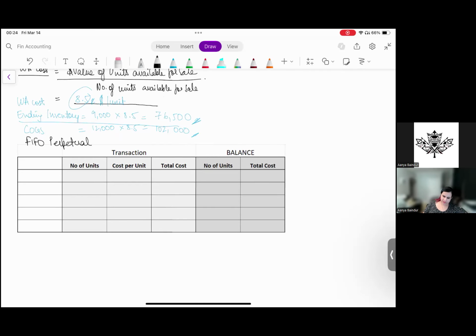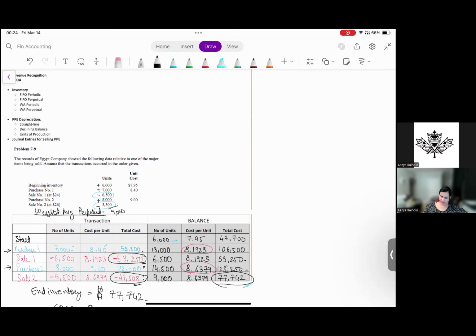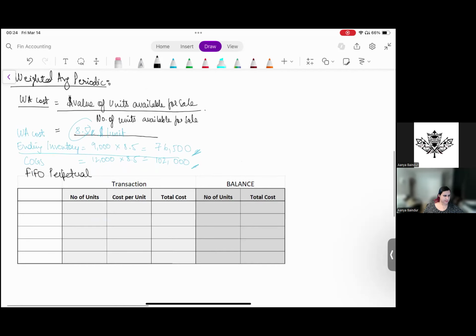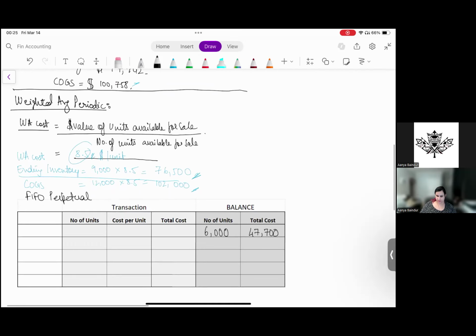Again, let's just go ahead and fill in whatever information we have here, let's just copy it exactly. So the first thing that happens is we have 6,000 units, which have a cost of 47,700. We determine this by multiplying 6,000 by its original value, 7.95. So 7.95 times 6,000 gives you 47,700, right?